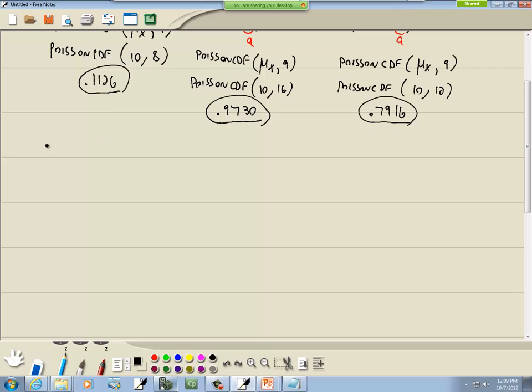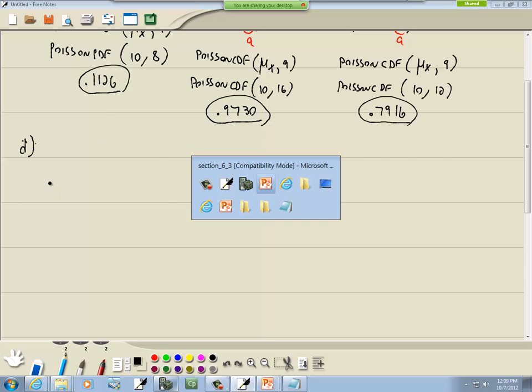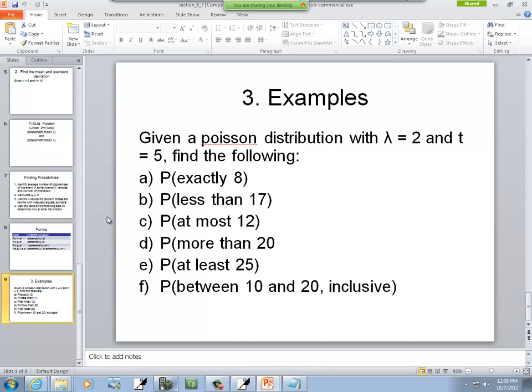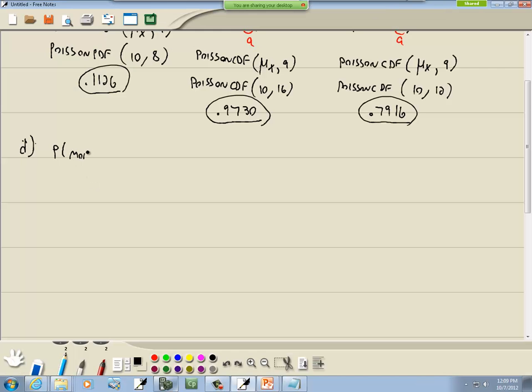Okay, so D. Probability more than 20. Well, the Poisson distribution comes in an even flow, but there's no limit. For example, McDonald's. Pick on McDonald's. They may have an even flow of customers coming in. Well, how many can they get? Could they get 100 people coming in at lunchtime? Yeah. 200? Yeah.